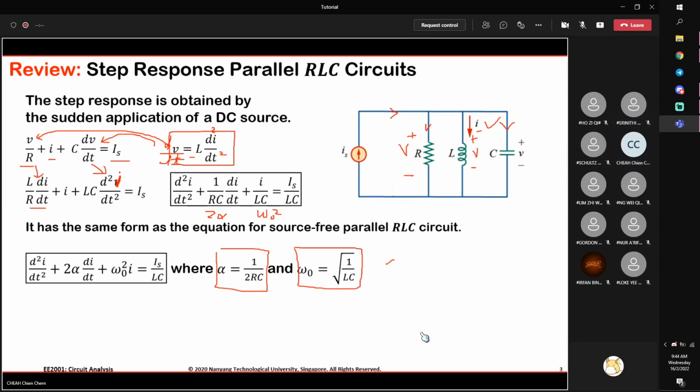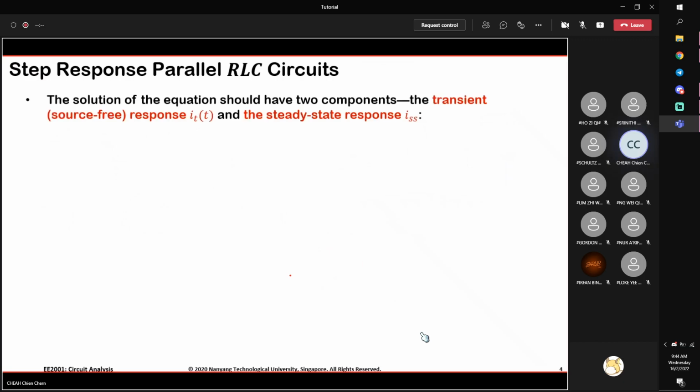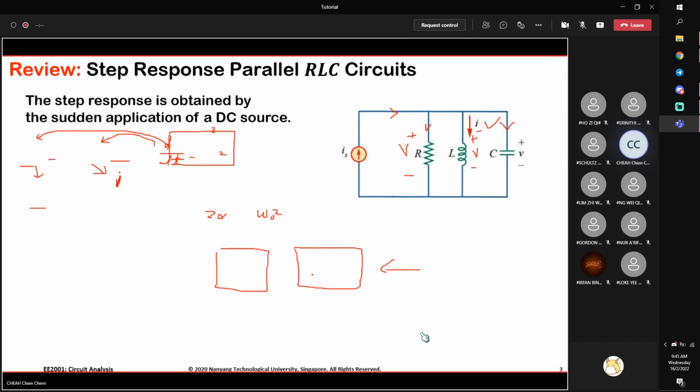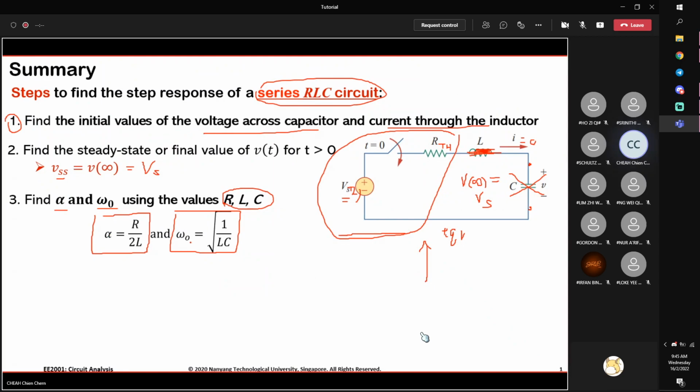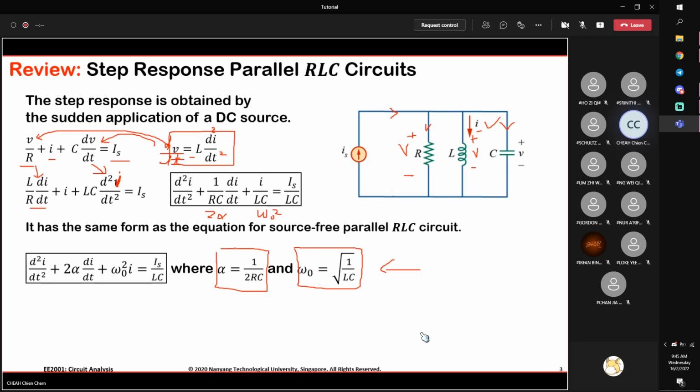You remember this by heart after you understand how it was derived, right? Do not just simply remember things, but go through it, understand how it was derived. Then from there, we know this is how the formulas were derived, and we just use it. Basically, if you compare this with the previous one, the only difference is the alpha has changed. Omega 0 is the same, right? Take note, omega 0 square root 1 over LC is still the same for parallel. That means you only need to remember one more new thing. Alpha is equal to 1 over 2 RC, right?